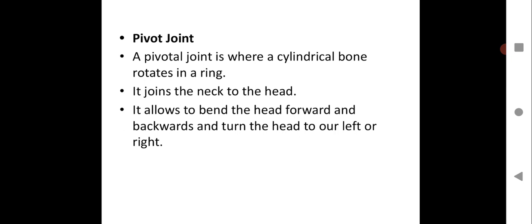That's why you cannot move your head 360 degrees. It allows you to bend the head forward and backward and turn the head to the left or right. This type of movement is possible because the cylindrical bone can rotate in a ring; that is the pivot joint, and it connects the neck to the head. This type of pivot movement only allows movement forward, backward, left and right. You just cannot rotate your head completely in a circle.